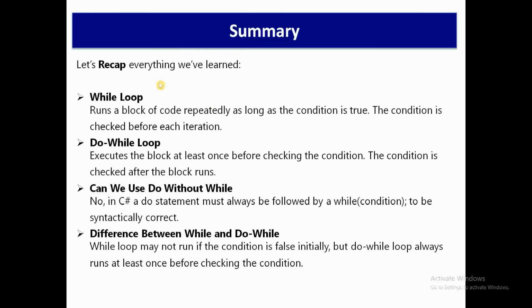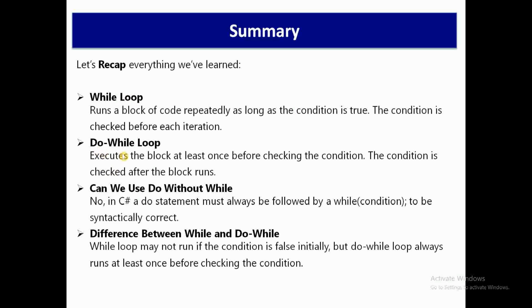Here we have the summary. Let's revise what we learned today. First one, while loop runs a block of code repeatedly as long as the condition is true. The condition is checked before each iteration. In while loop, we see that it runs the code repeatedly or iterates the values again and again till the condition is true, and if it is false, then it will exit the loop.